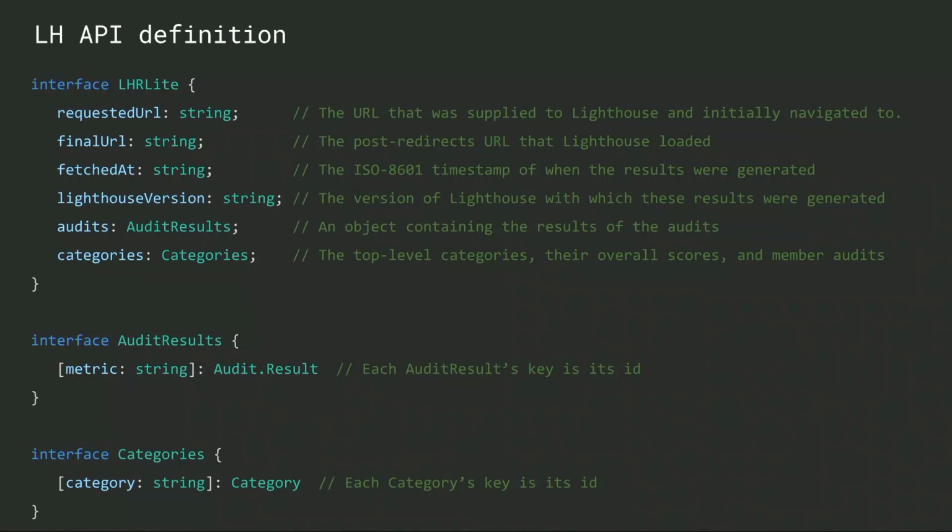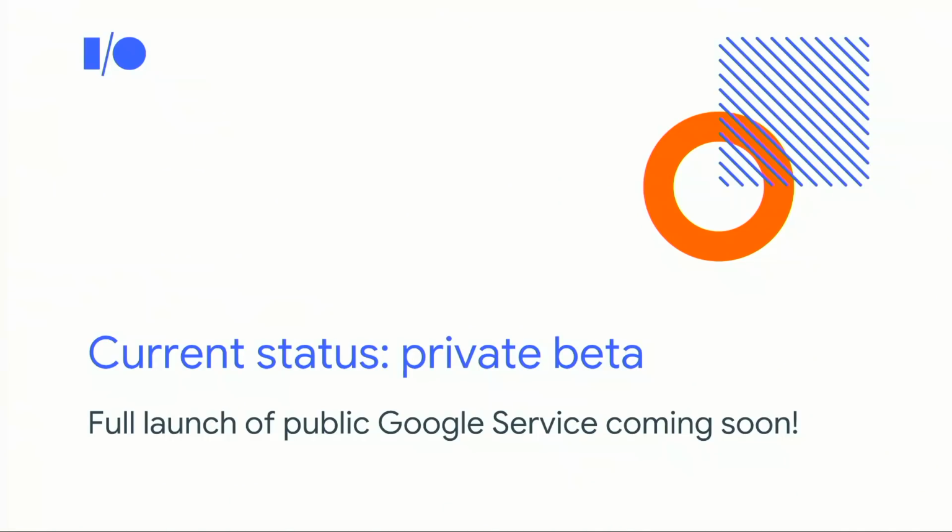This is an overview of what the API currently looks like. For those of you who use Lighthouse on the command line, you can see it's pretty similar to what the command line would give you, except we've made it a little bit more ergonomic for people to use. The current status of the API is that it's in private beta. We've been working with a couple of partners in order to iterate on the definition. If you're interested or intrigued by this API, I'll have more information later in the talk about how you can get whitelisted for access. But we're planning on launching it as a free public Google service very, very soon.